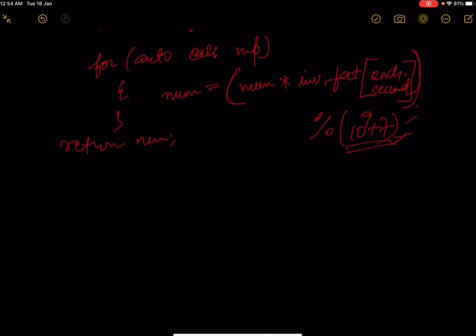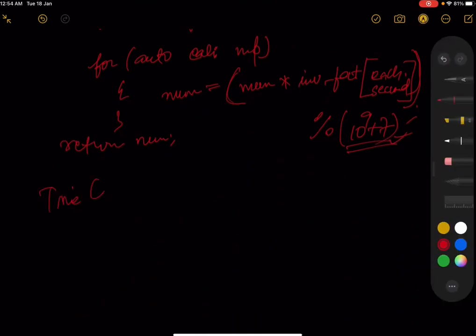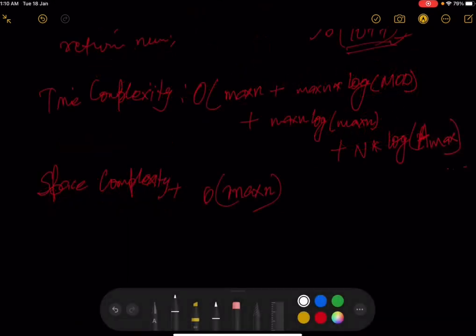Now coming to the time complexity. The time complexity of this approach will be equal to order of maxn plus maxn into log of mod plus maxn into log of maxn plus n into log of a of max. Okay, so what is maxn? Maxn here is basically 2 into 10 to the power 6. And this was actually equal to the maximum value of x1 plus x2.